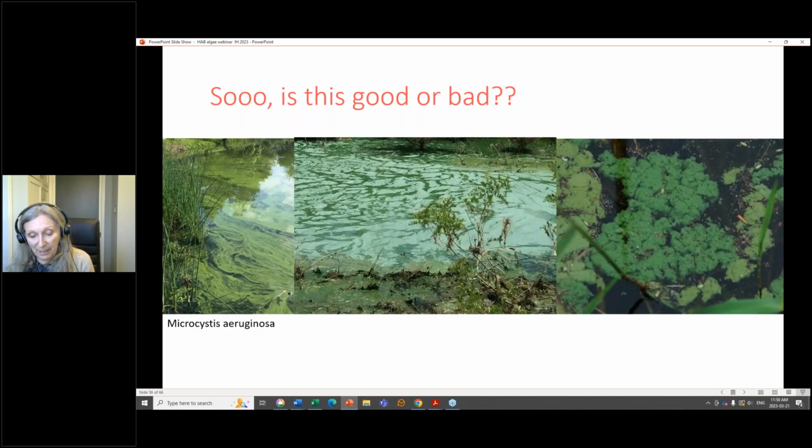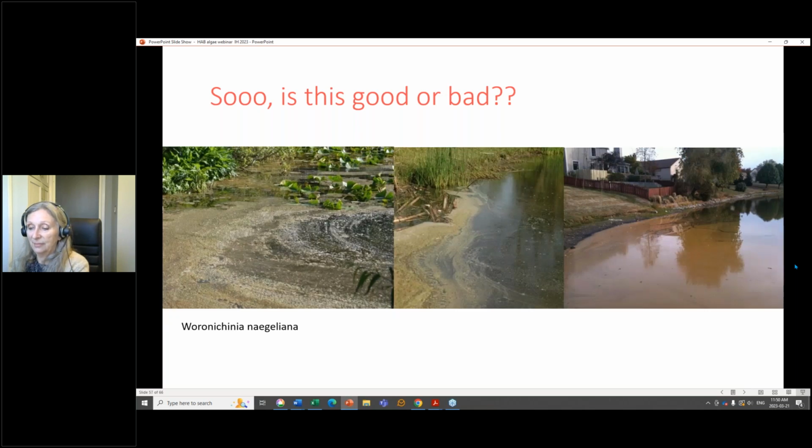So is this good or bad? This is tiny beads in the water. It also looks like paint. This is the infamous Mikey of our Annie, Fanny, and Mikey. So is this one good or bad? This also can't be picked up, and the wind has thrown it against the shore. This one is the Woronichinia naegeliana, and it's also a toxin producer and a harmful algae bloom.